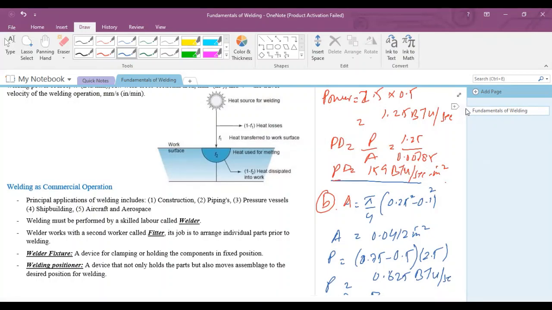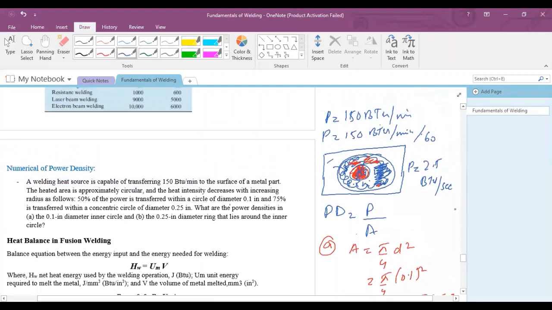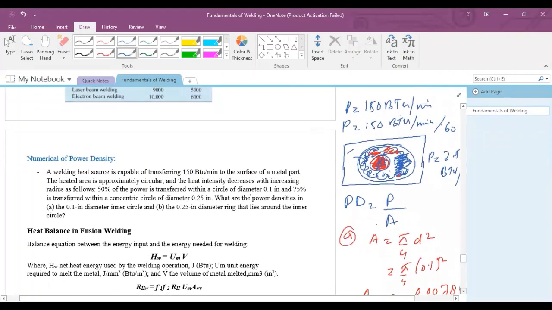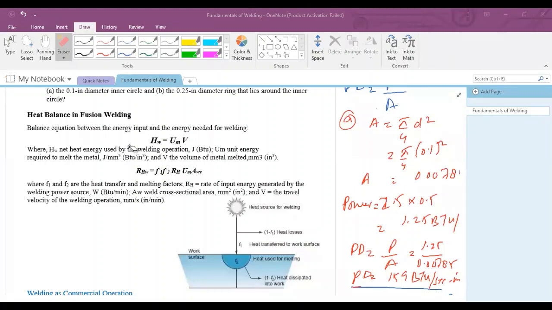Now there is one more thing, heat balance in fusion welding. Now I will explain the heat balance in fusion welding. The quantity of heat required to melt the material of a given volume is UM. UM is the heat required or used for welding, and this will depend upon three parts. The first is the volumetric specific heat of the material.